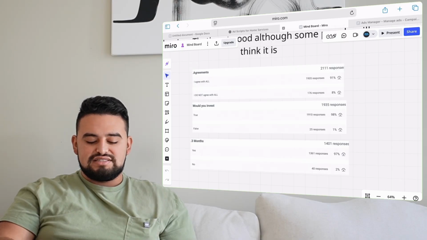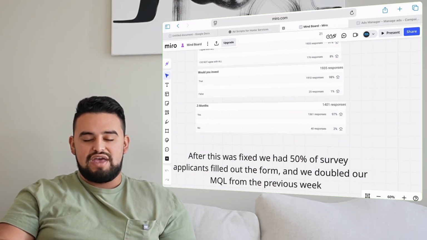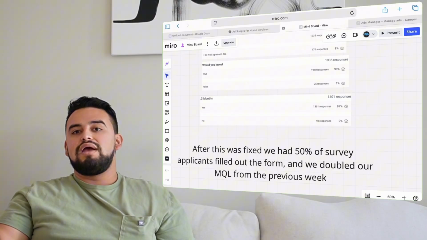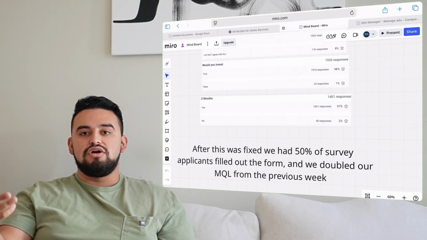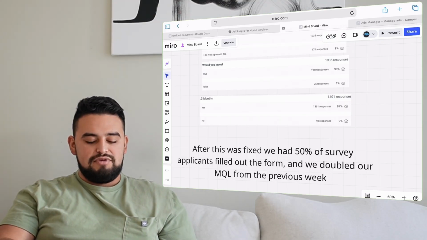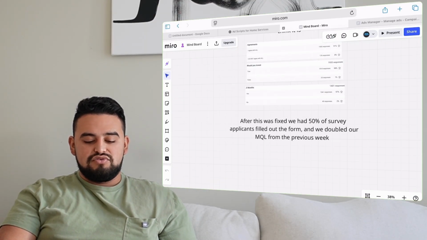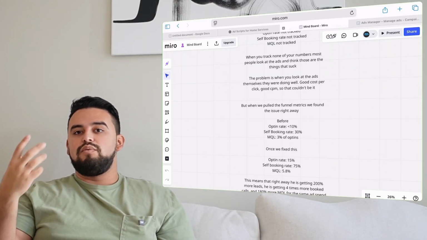And so once we fixed that, we had 50% of survey applicants as compared to 25% of survey applicants filling out the form, and we were able to double our marketing qualified leads. That's where that 5.8% came from earlier, is that we got way more marketing qualified leads because we fixed the application, right? And so that's how we went ahead and went through step 1 and step 2 of actually fixing the funnel metrics, and then how we fixed the applications.